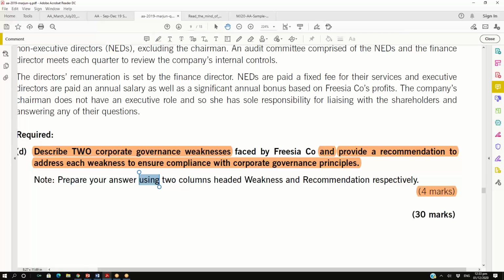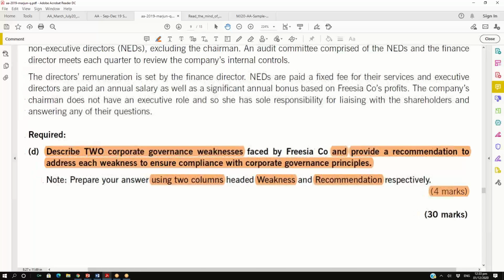Again, the examiner is saying use 2 columns. So in one column, you put a weakness like this, weakness. In the next column, you put a recommendation. So 2 columns, one with weakness, one with recommendation. So you write 1 weakness and again justify why it is a weakness, and then you put a crisp recommendation of how to overcome it. So that is how you break this question.